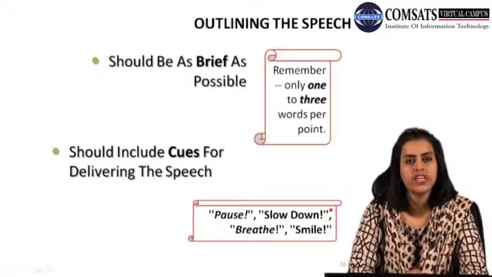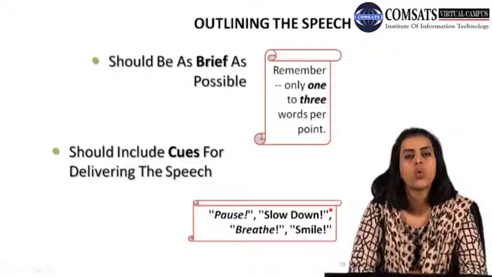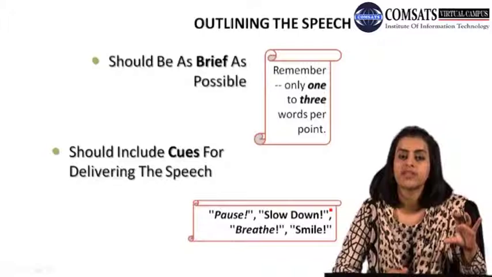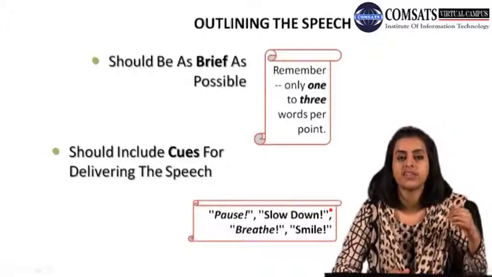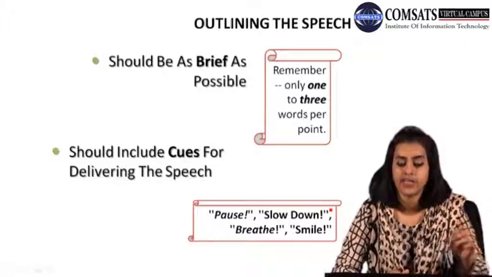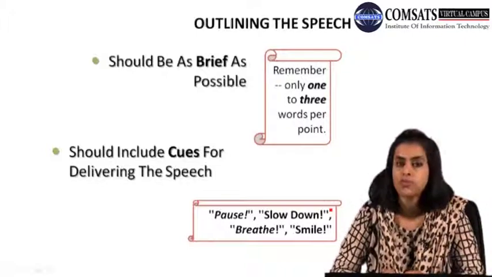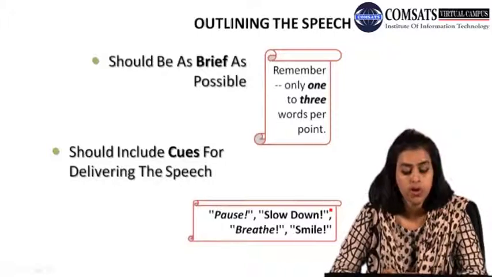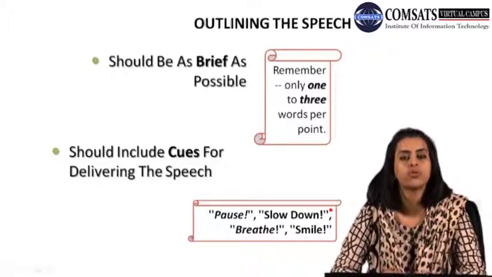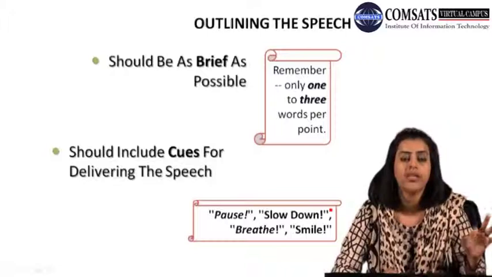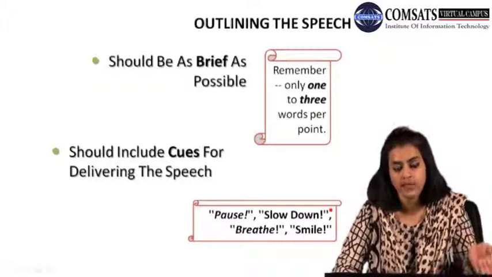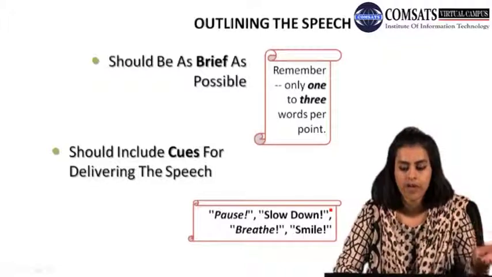It should be as brief as possible, since you cannot hold long pages in your hands. You are supposed to hold only a small piece of paper that presents the points in the form of words or phrases. Remember that only 1 to 3 words per point would be enough to elaborate in front of the audience. It should include cues for delivering the speech, like pause, slow down, breathe and smile. So you write down those cues on that very outline, so that you know here I am supposed to slow down, here I am going to pause, here I am going to smile a little in front of my audience.